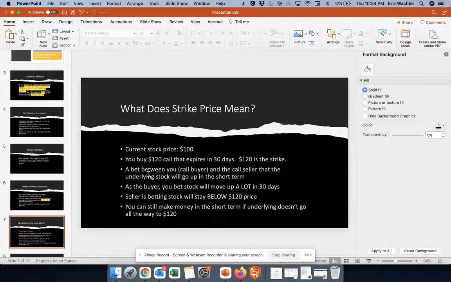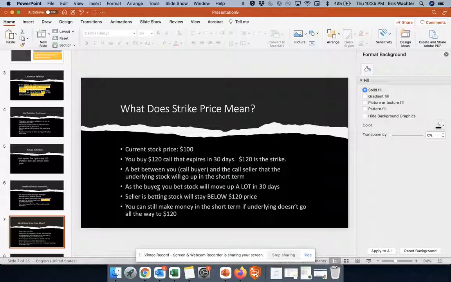So basically, a strike price is a bet between you, the call buyer, and the call seller. For every call you buy, there is someone out there actually selling you that call. So that's important to know. There's a winner and loser for every options trade made. It's a bet between the call buyer and the call seller.